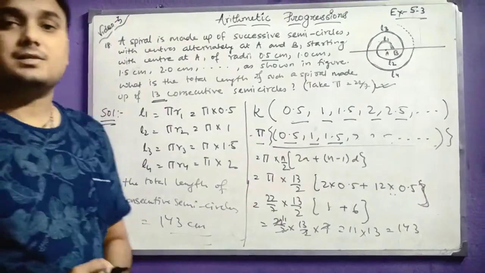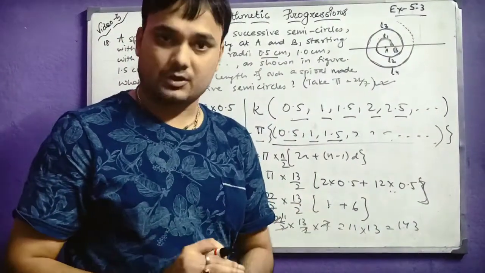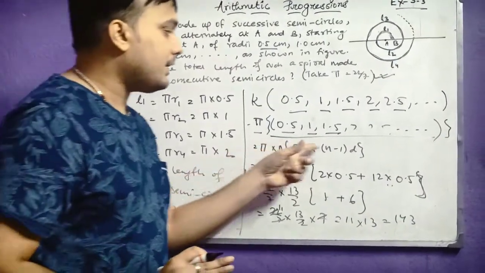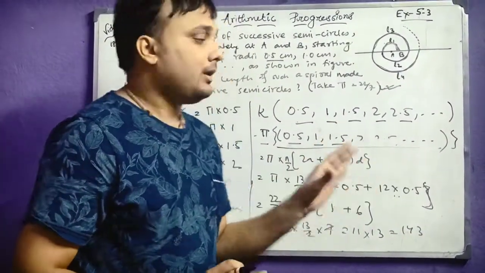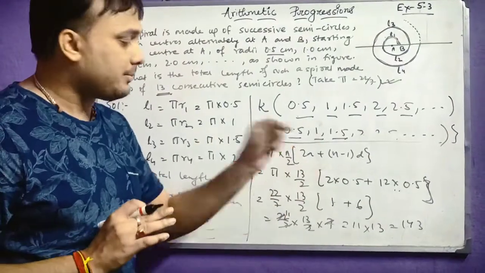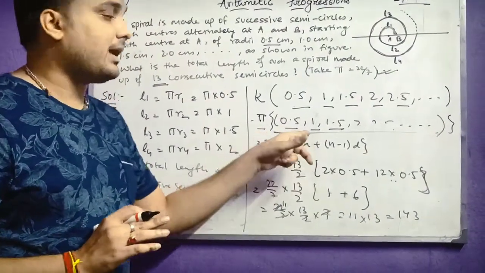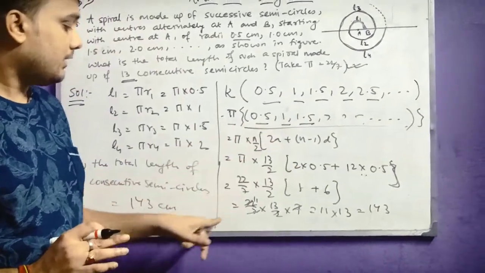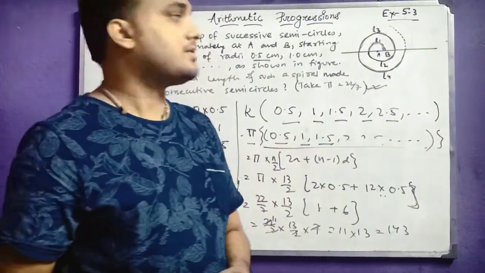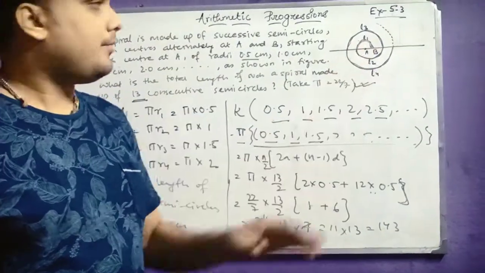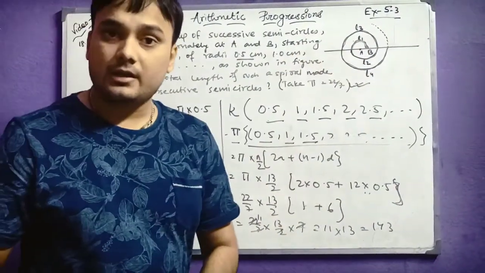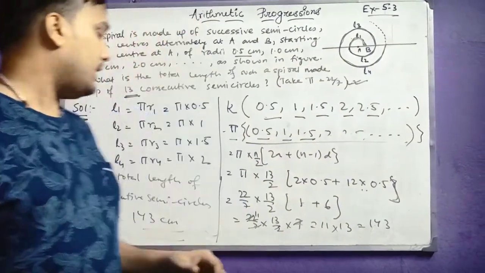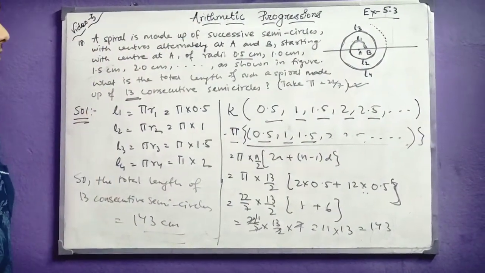So students, you don't have to multiply this pi with every number here. You will get the answer definitely, but it will be a very big calculation. So what you do? Take pi common, and then you will get a sequence of AP. Apply the formula of Sn for that particular AP, and then multiply the sum of that AP with pi. You will get the total length of 13 consecutive semicircles. Here you can see in the diagram where 4 consecutive semicircles are already shown, and the total length will be 143 centimeter, which is our answer.